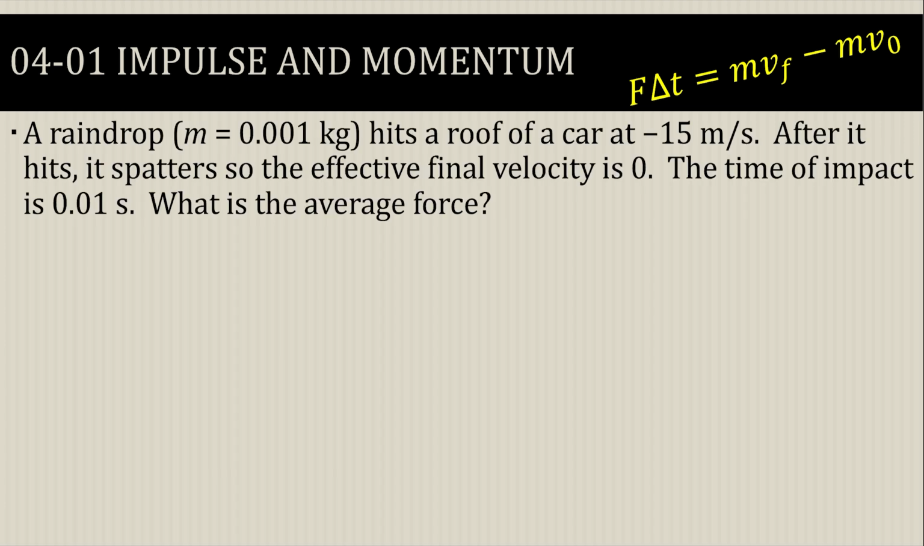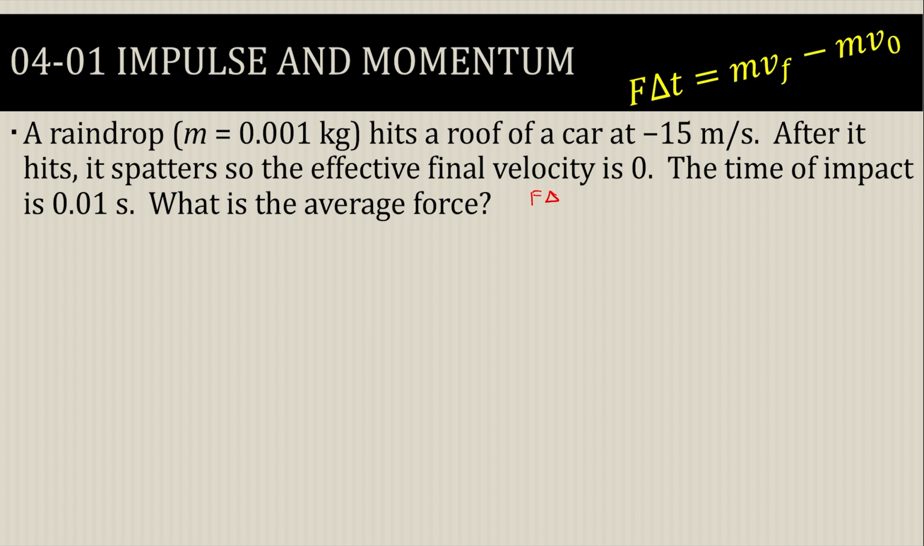A raindrop with a mass of 0.001 kilogram hits the roof of a car at negative 15 meters per second. After it hits, it splatters, so the effective final velocity is 0. The time of the impact is 0.01 seconds. What is the average force?